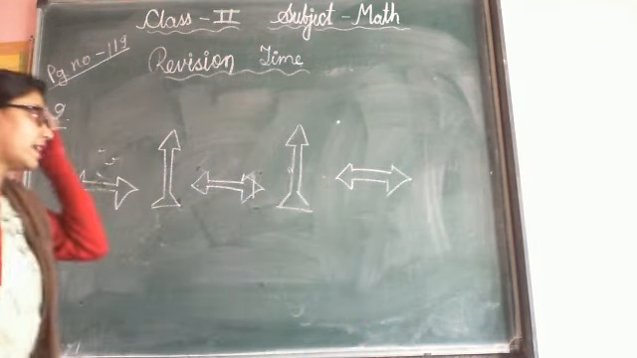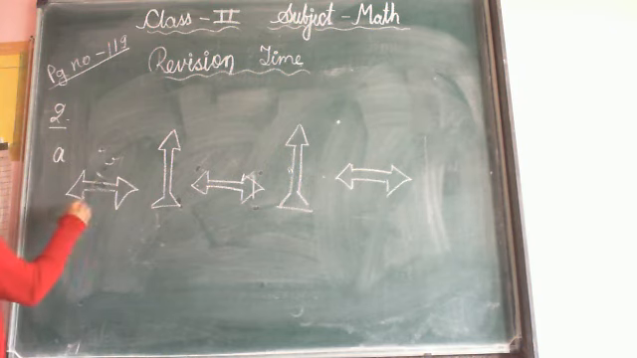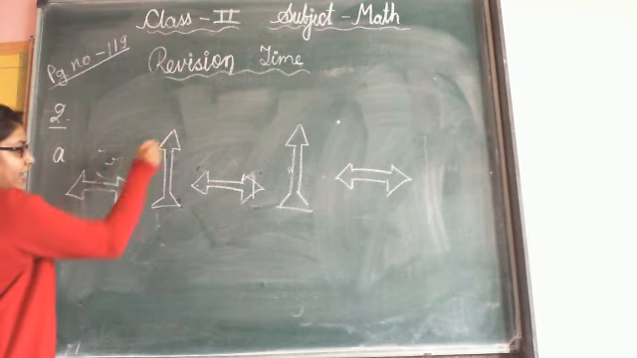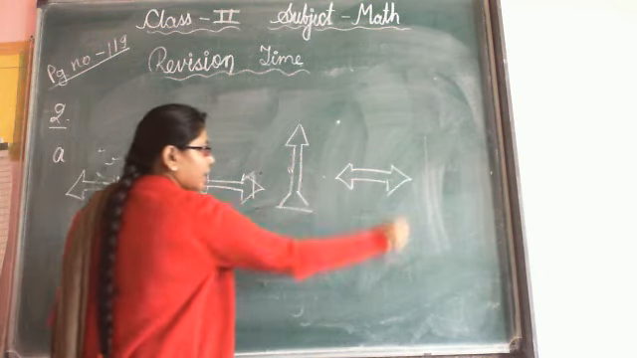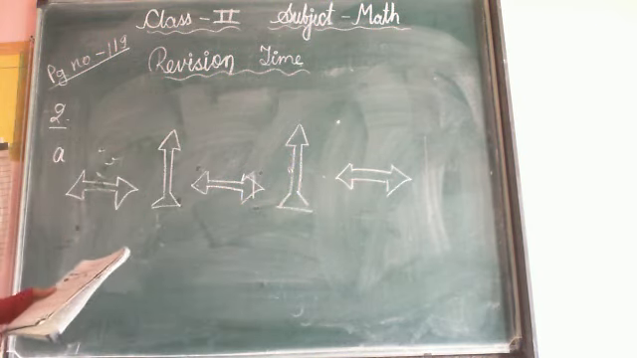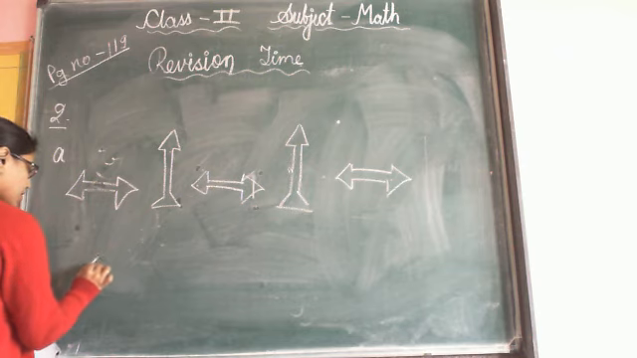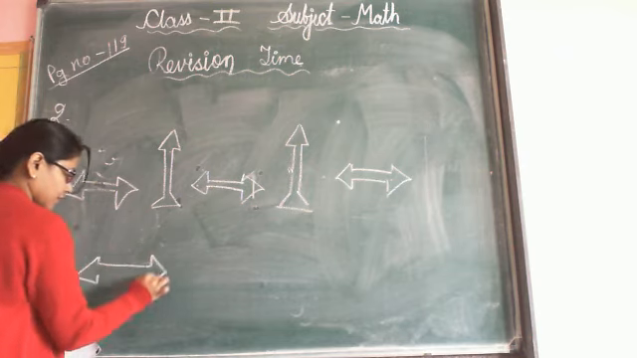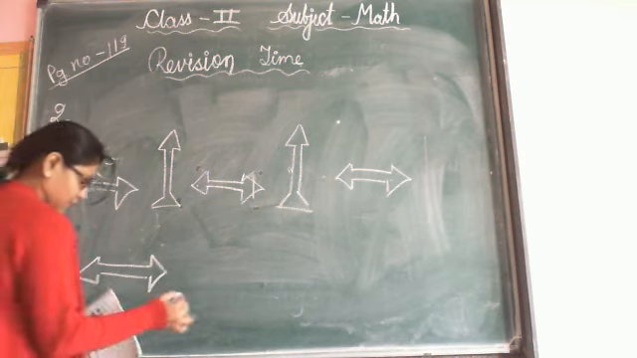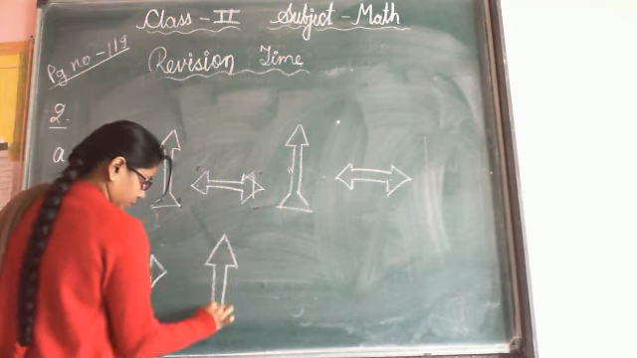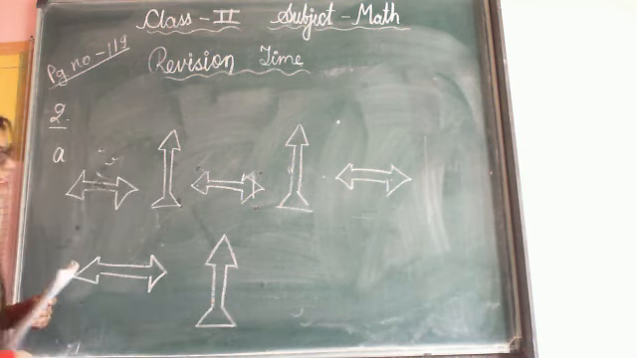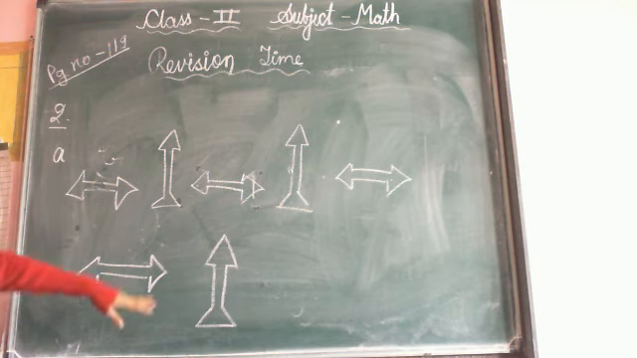So this is the pattern. Double sided arrow, then one sided arrow. Double sided arrow, one sided arrow. Then double sided arrow once again. Now the options are, these are the two options. Now we need to figure out which one is the next step.